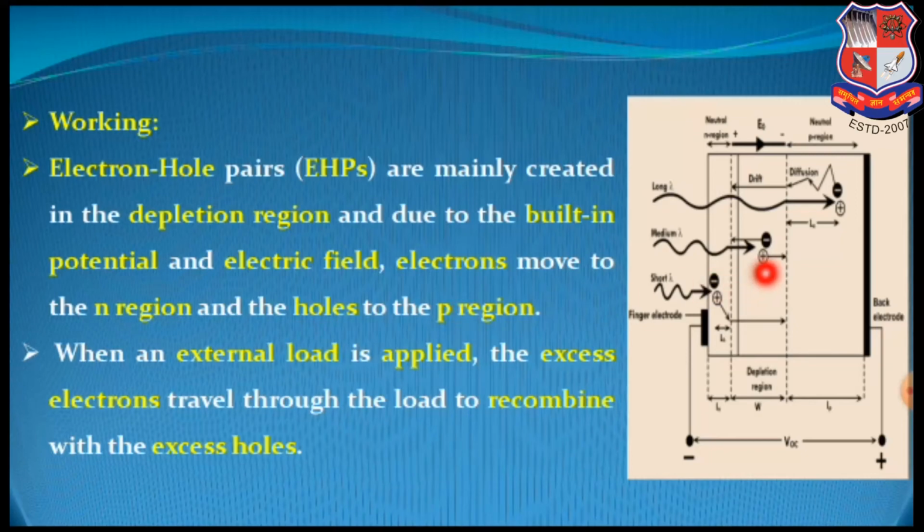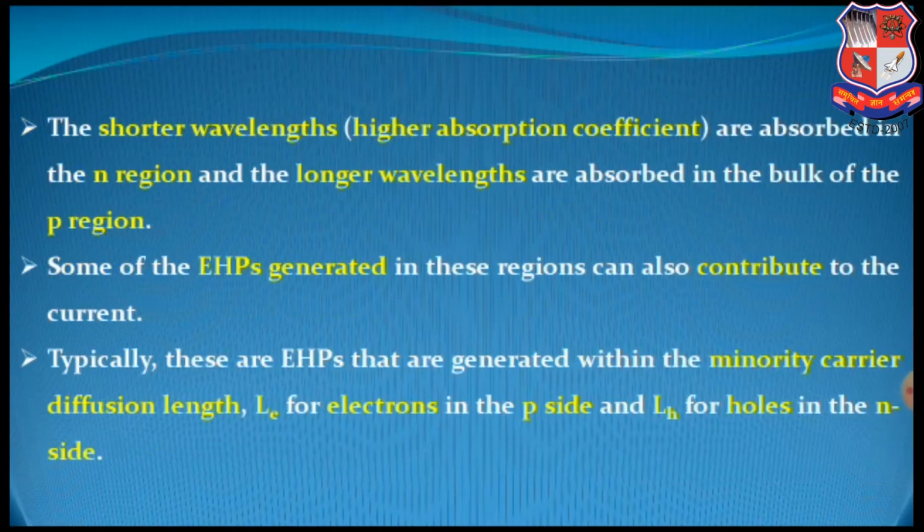You can see the positive charge, that is the hole, is traveling towards the p-type silicon, and the negative charge, that is the electron, is traveling towards the n-type silicon. So when an external load is applied, the excess electrons travel through the load to recombine with the excess holes, which takes place in the depletion region, and hence electron and hole pairs are generated. These electron and hole pairs are further utilized to create voltage and electric current inside the given material.